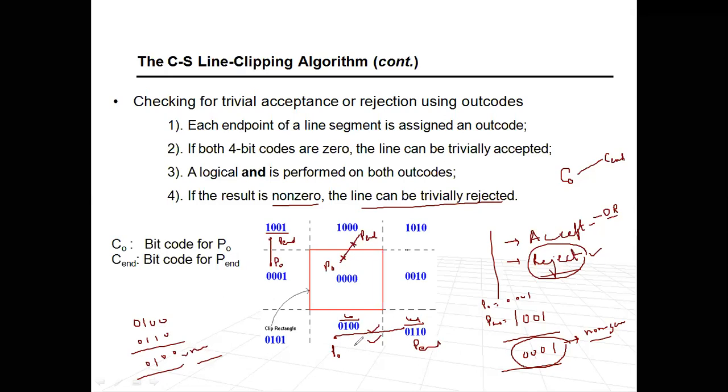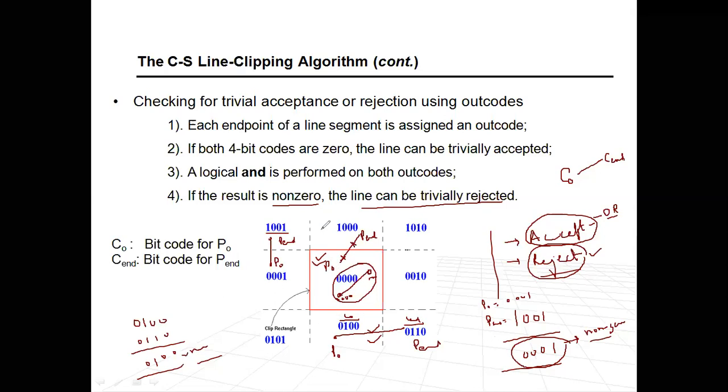Okay, and when we perform OR operation, and when both the outputs are zeros, and when we perform OR operation between these outputs, so that will yield 0. Okay, so simply it will give that we should trivially accept the line. Trivial means the complete line is lying within the visible region. Okay, so this is the case where we can trivially accept and trivially reject a line.